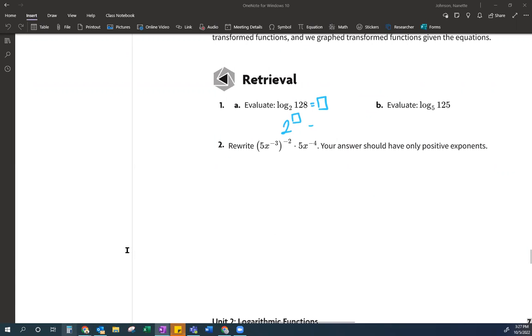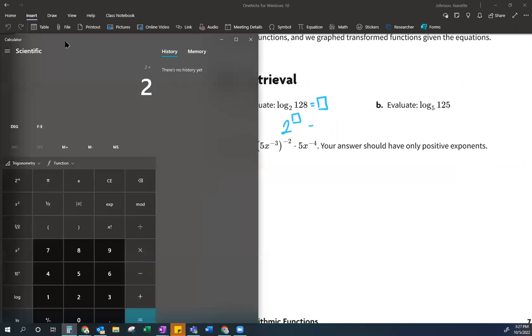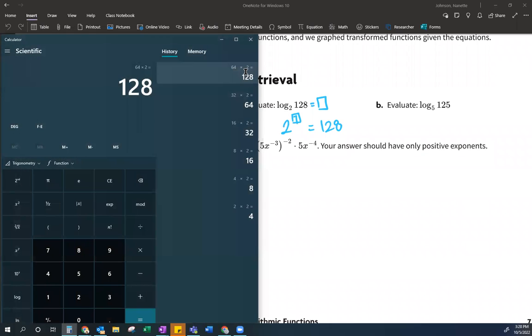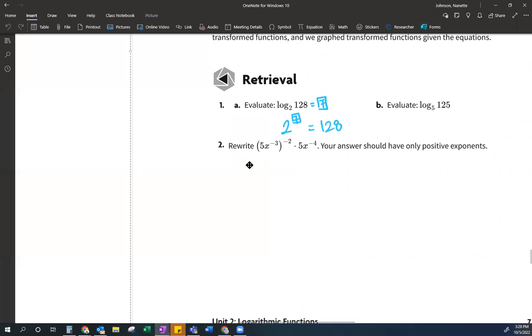So I'm just going to take my calculator and start multiplying until I get to 128. 2 times 2 equals times 2 equals, oh, there's 128. So then I can just count my 2's. 1, 2, 3, 4, 5, 6, 7. Oh, it's 2 to the 7. So this is 7. Does that make sense? Yeah, good job. Same thing goes with this one. You'll see that your answer is 3.